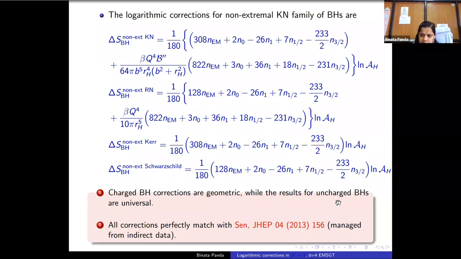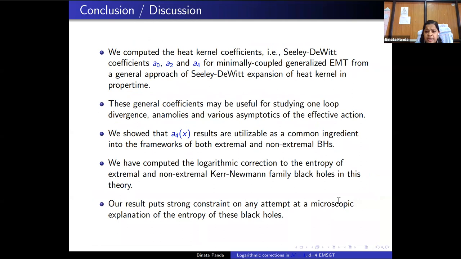So I would like to conclude with the main points of our work. So we computed the heat kernel coefficients, although we use only the A4 coefficient for computing the logarithmic correction, we have also given the results for the initial two, A0 and A2. You can go ahead and compute A6, but the computation is much more hectic. Our aim is like this: A0 and A2, sometimes they are useful for studying the one loop divergence and anomalies of various asymptotics of the effective action. That's why we have given the results for A0 and A2. And we showed how A4 can be used to calculate the logarithmic corrections, both for extremal and non-extremal black holes.